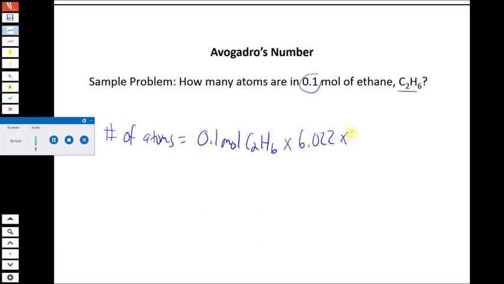But remember, when we use Avogadro's number, that's going to tell us the number of building blocks of that particular substance. Ethane is a covalent molecular compound, so when we multiply by Avogadro's number, that's going to give us the number of molecules of ethane that we have, not the total number of atoms.